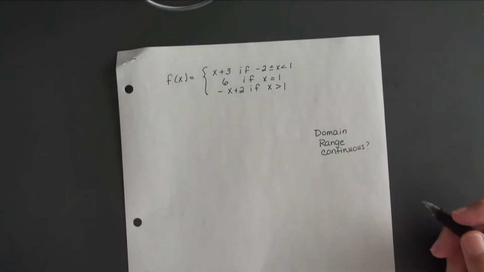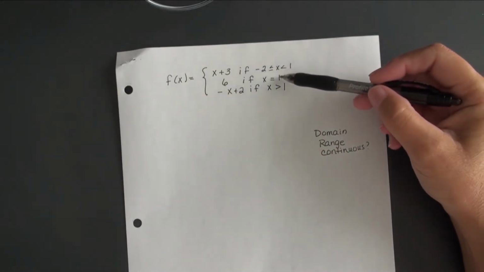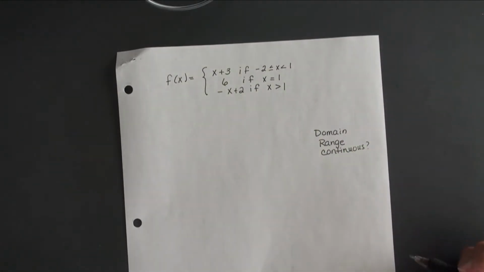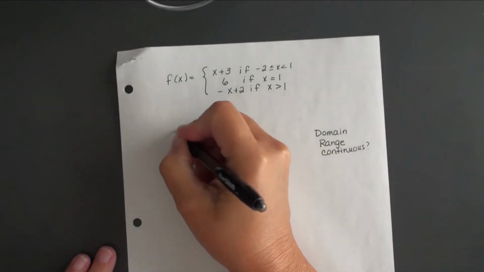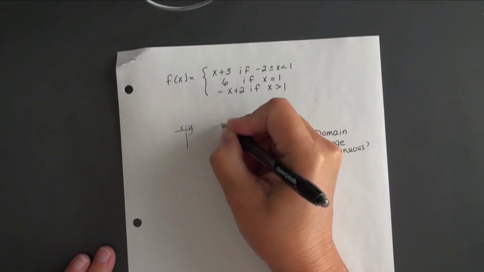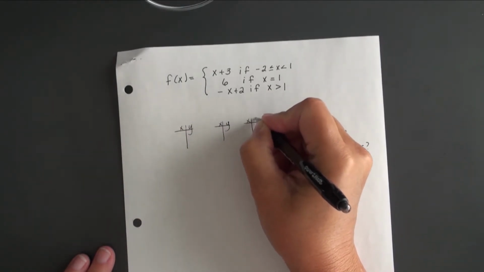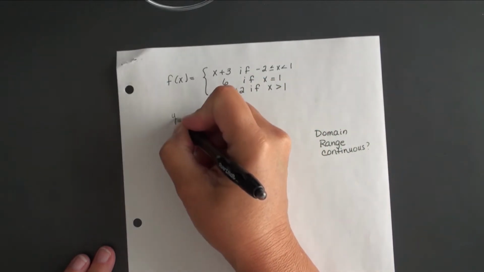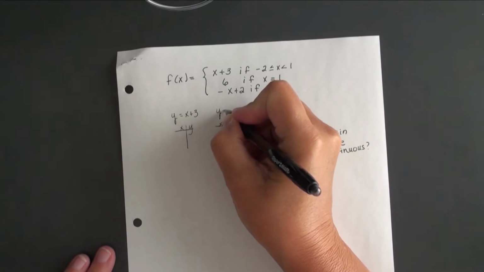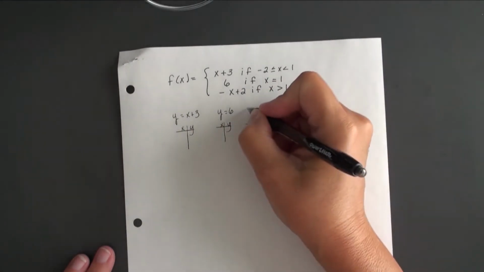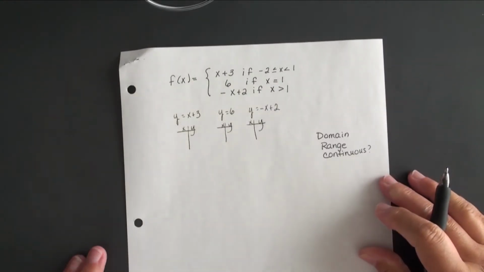This particular piecewise function has three equations and three different intervals for which x can equal something. So let's go ahead and start out by making three t-tables. x plus 3 will be our first, y equals 6 will be our second, and y equals negative x plus 2 will be our third.